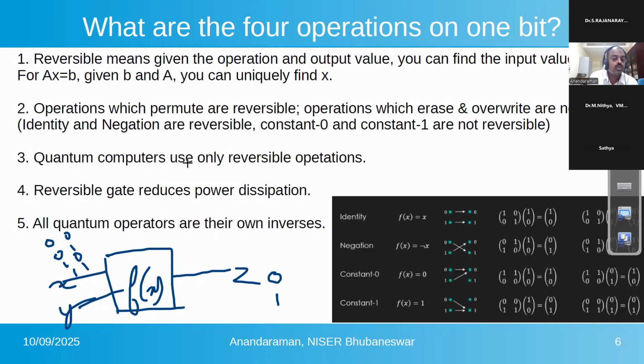So you can perform 4 operations on one bit: identity, negation, constant 0, constant 1. Since constant 0 and constant 1 are not reversible, we are not considering them for quantum. So we are considering only the identity and negation operations.